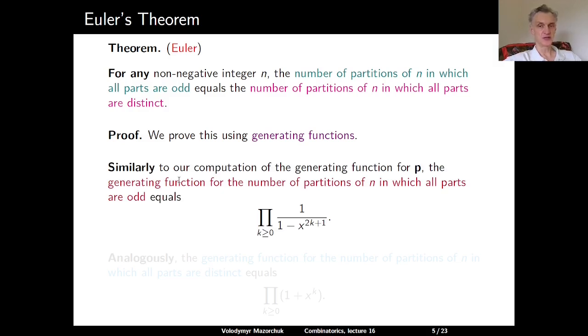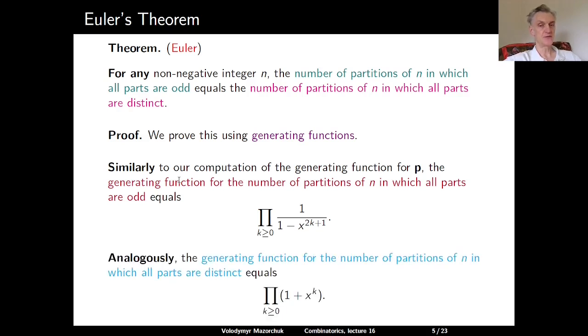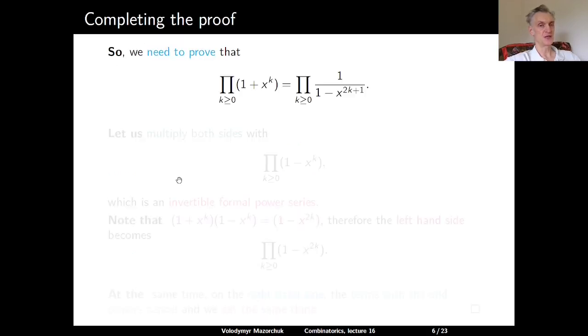Similarly to our computation of the generating function for the partition function p, the generating function for the number of partitions of n in which all parts are odd equals the product over all k greater than or equal to 0 of 1 divided by 1 minus x to the power 2k plus 1. And similarly, the generating function for the number of partitions of n in which all parts are distinct equals the product over all k greater than or equal to 0 of 1 plus x to the power k. So what we need to prove is that the first product is equal to the second product.